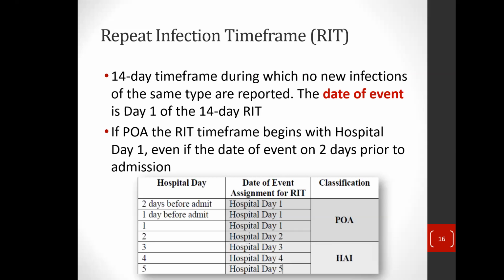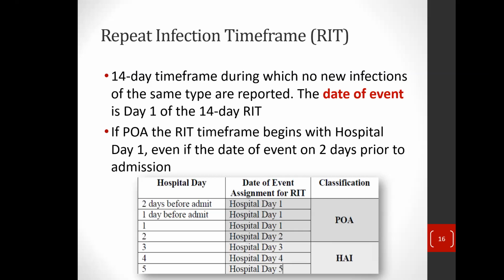Okay, repeat infection time frame is another important time period. Repeat infection time period is that 14-day time frame during which no new infections of the same type are reported. And what begins that 14-day period is that date of event. So that's why I can't stress to you enough, accurately defining what your date of event is really critical so far as using these definitions correctly.